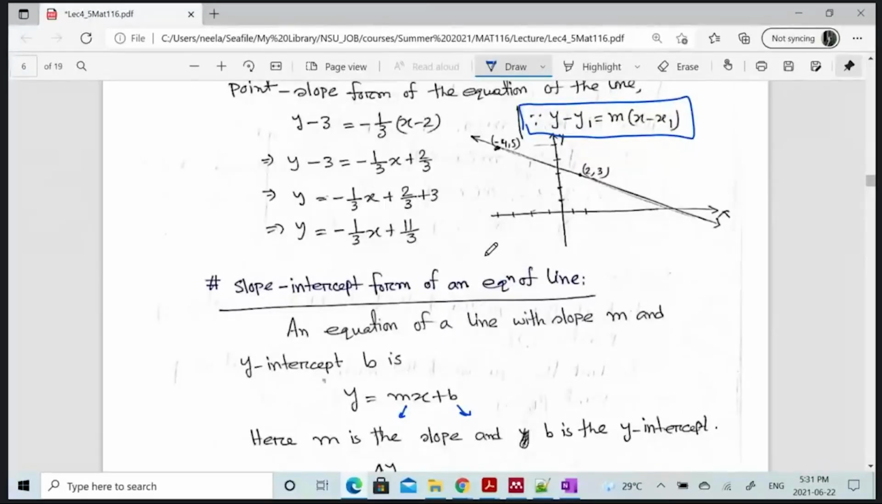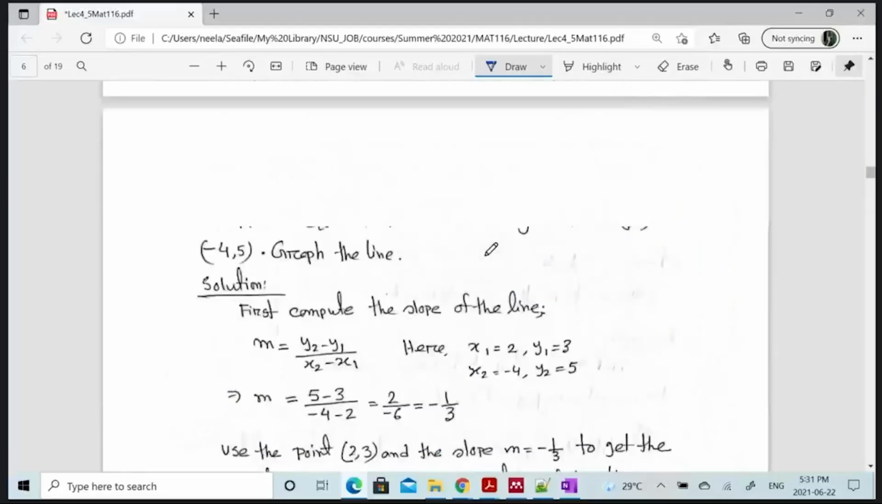Now, can you tell me by looking at this equation, what is the slope and what is the intercept? The slope is minus 1 by 3. And y-intercept? 11 by 3. Exactly.